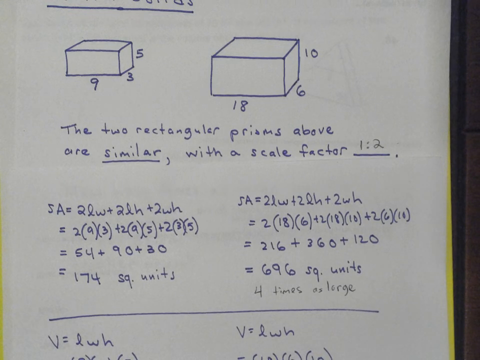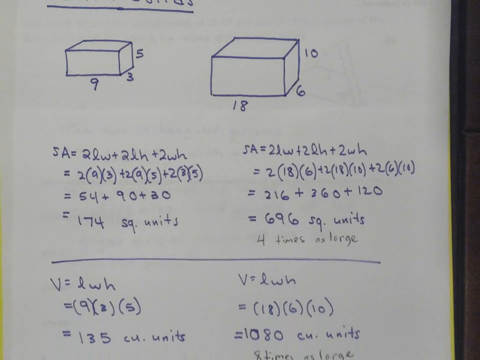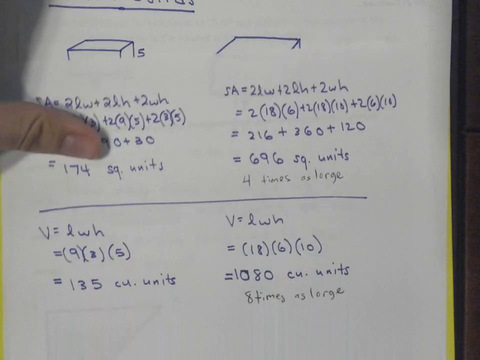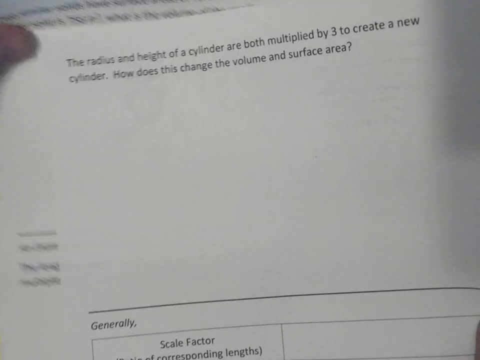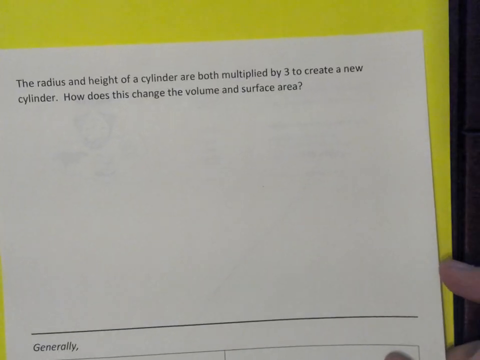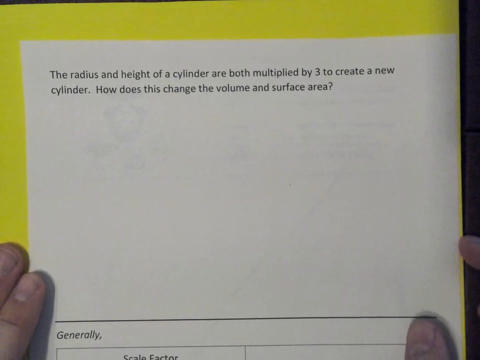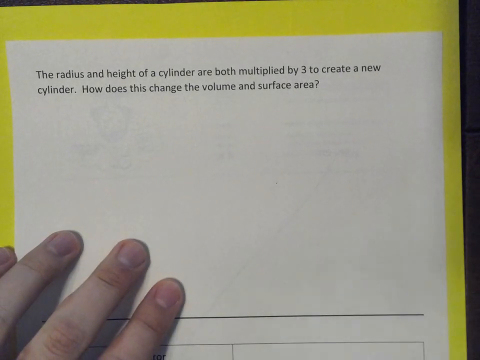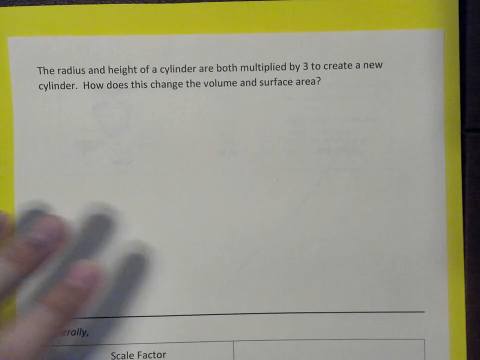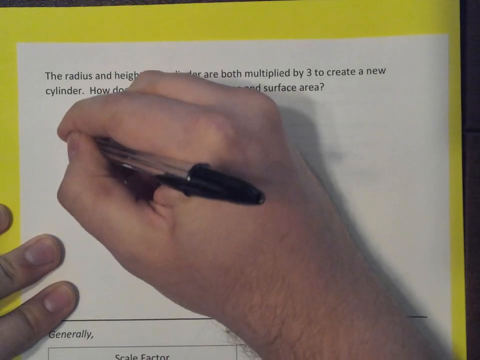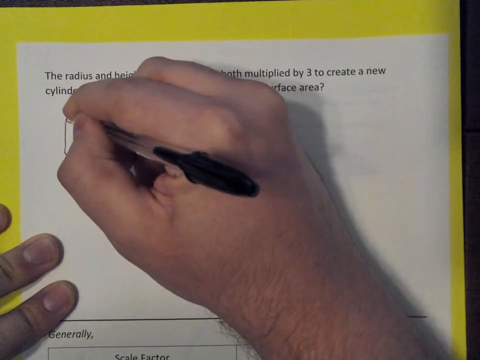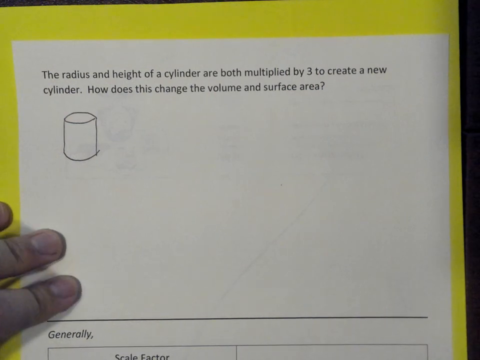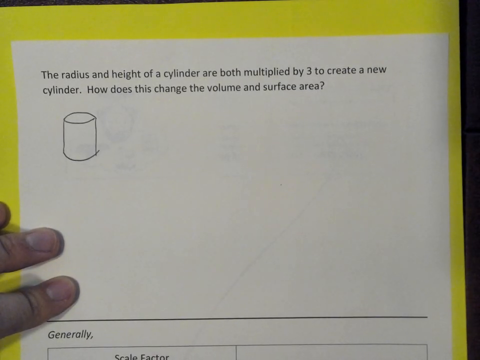Now, before I explain generally what is happening here, I'm going to do an example where I actually work this out abstractly. All right. Sorry, my paper's a little bit out of order right here. The radius and height of a cylinder are both multiplied by 3 to create a new cylinder. We want to ask ourselves, how does this change the volume and surface area? All right, so I'm going to sketch a little cylinder just to help myself think about it. And you could do something like what I just did, come up with some numbers and try to figure out how that affects this. But in general, it's going to be easier to see if I do this abstractly.